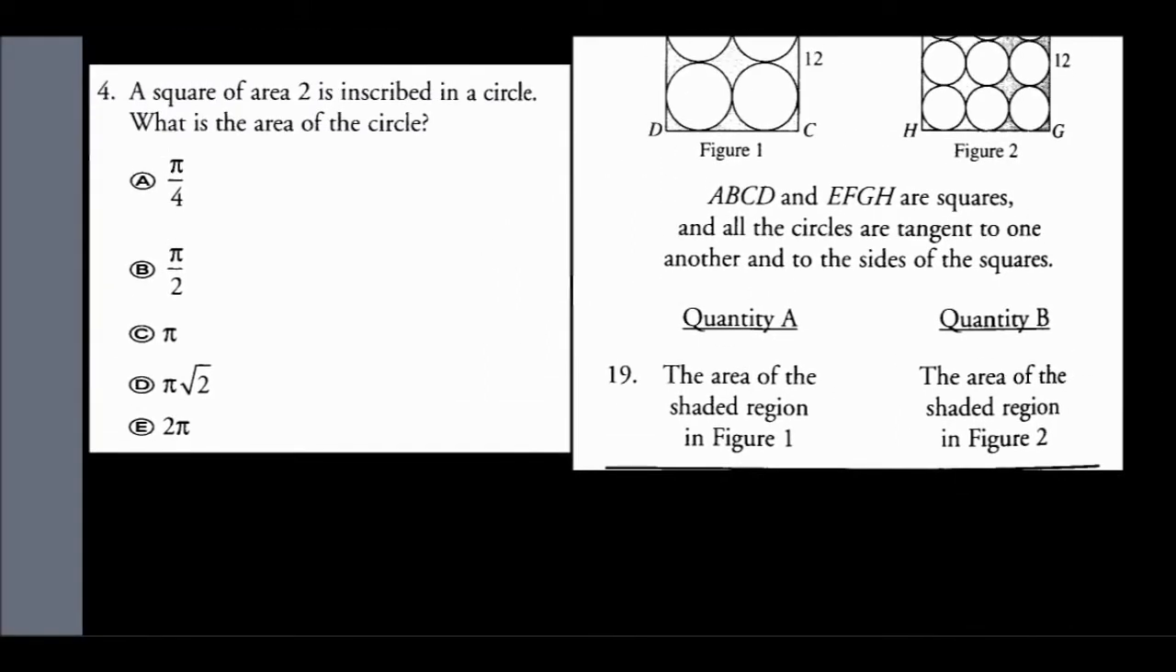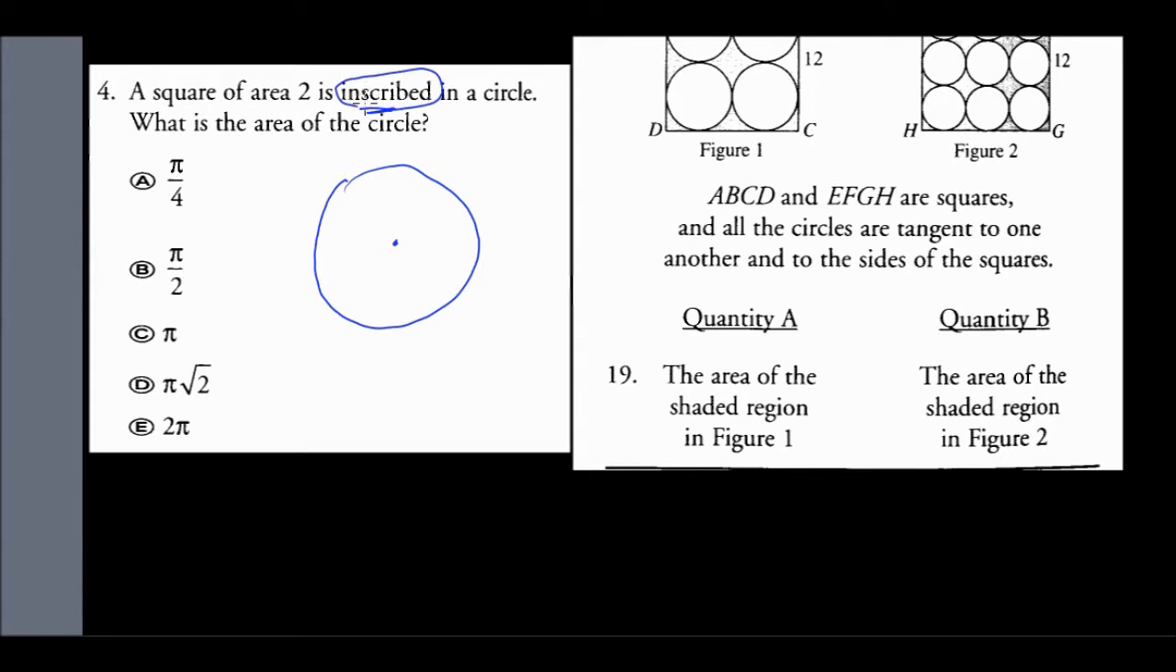Alright, here is the first problem. A square of area 2 is inscribed in a circle. What is the area of the circle? Okay, so first of all, we have a circle. So let me draw a good circle here. Okay, that's a decent circle. Let's say this is the center of the circle. And it says a square of area 2 is inscribed. What does this word inscribe mean?